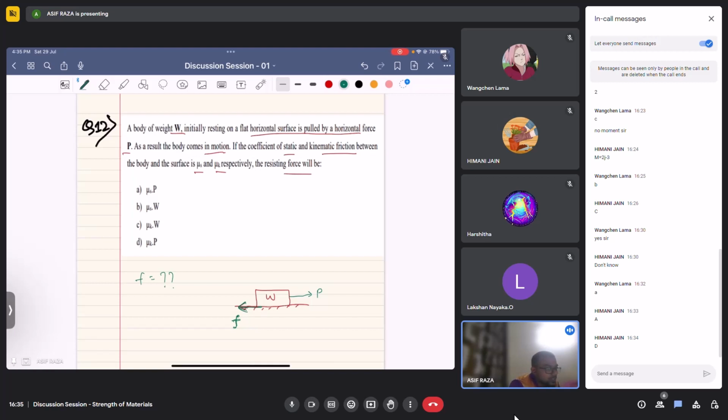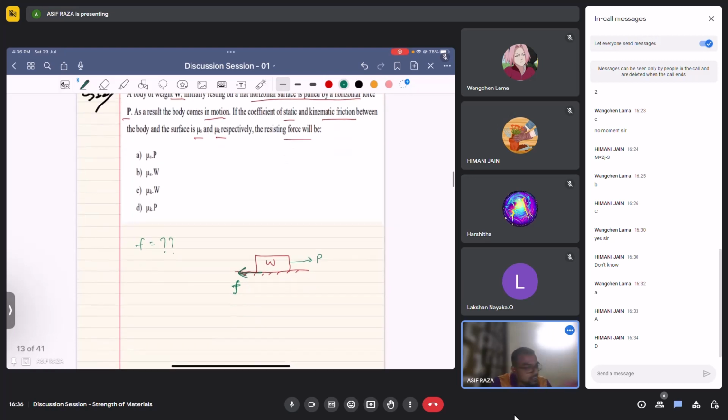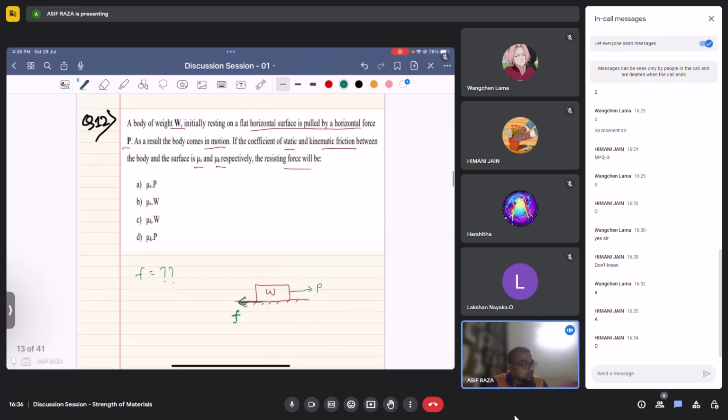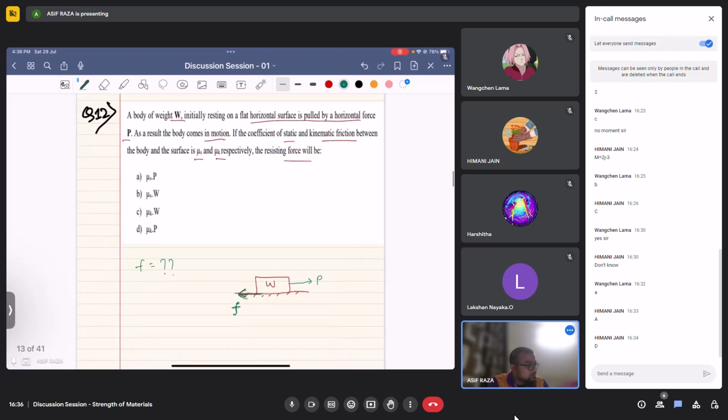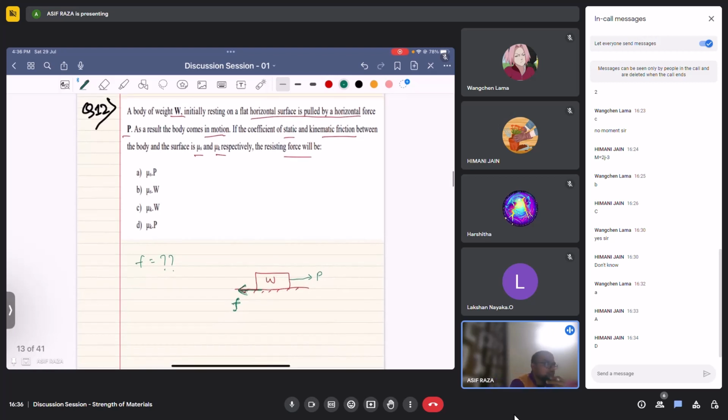Himani has said the answer as option D. I would say please see, you still have the option. You can see. I don't know about others. What do you think? What would be the answer?